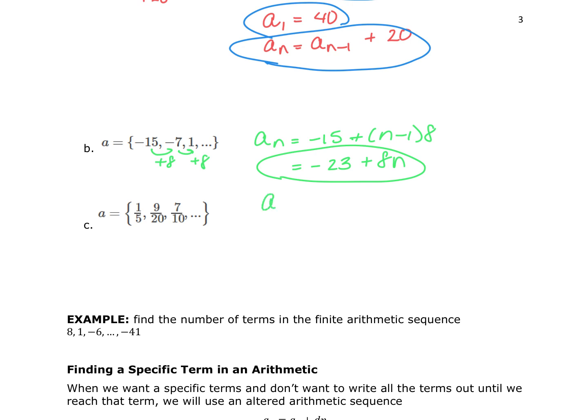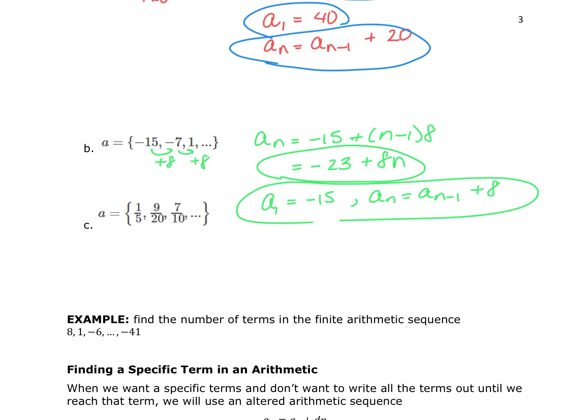And then my a sub 1, I'd have to give you my a sub 1 first. My a sub 1 is equal to negative 15. And then my a sub n is equal to a sub n minus 1 plus 8. And here it is in a recursive. Now on the next one, before I could even consider whether or not it is arithmetic or anything else, I have to look to see if it has anything going on with the denominators. Now I go from 5 to 20 to 10. Not arithmetic. I go from 1 to 9 to 7. Not arithmetic. So then maybe I need to have a common denominator.